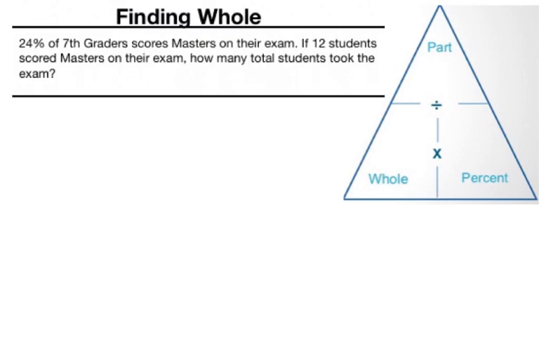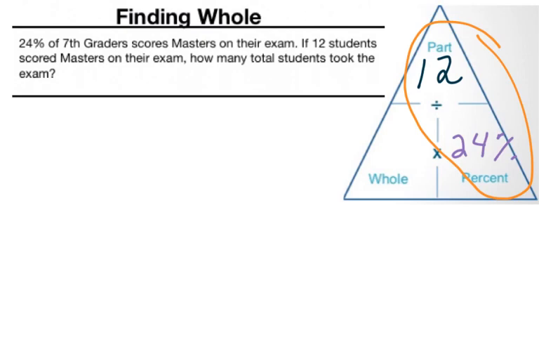What do we have? 24% is what they tell us right at the beginning. 24% of 7th graders scored masters on the exam. If 12 students scored masters, so 12 is the part, all right? And now we're trying to find the whole. There's my little question mark right there. So what's our method? I have this part put together.